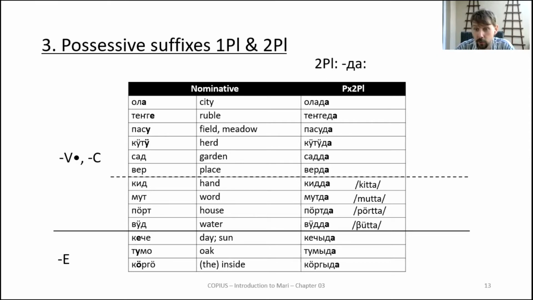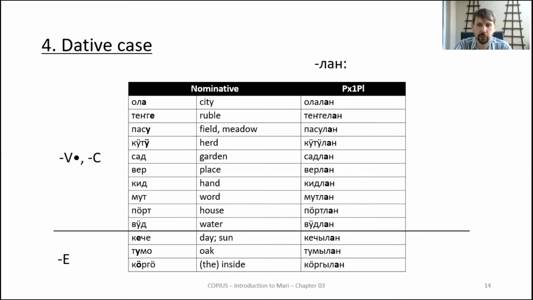So if you say your house, you write it as pert da, but you say it as pert ta. There's no voiced d in there. But since orthography doesn't mark this, you just have to learn the correct pronunciation of this.